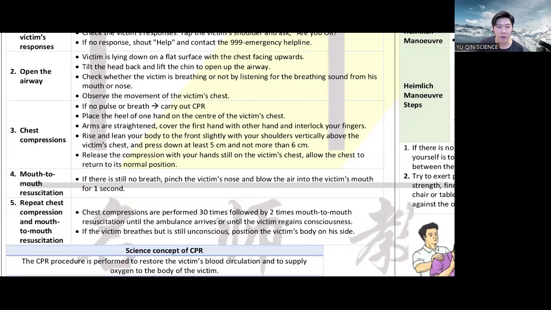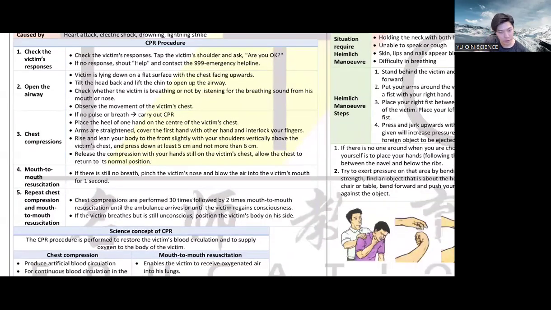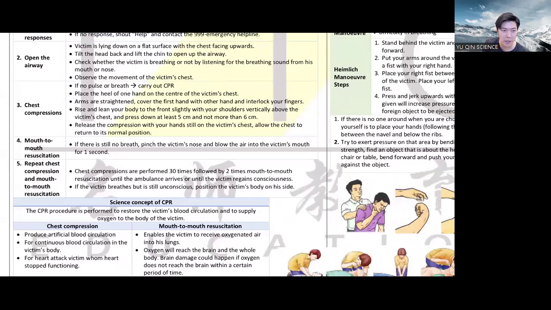Okay. If the victim starts breathing but is still unconscious, feeling weak, then position the victim on his side. That means lie on the side. Don't lie flat on the back, because that is a bit difficult for the patient to breathe. Okay. So do you want to go through all the details a little bit? I really cut it short for you.